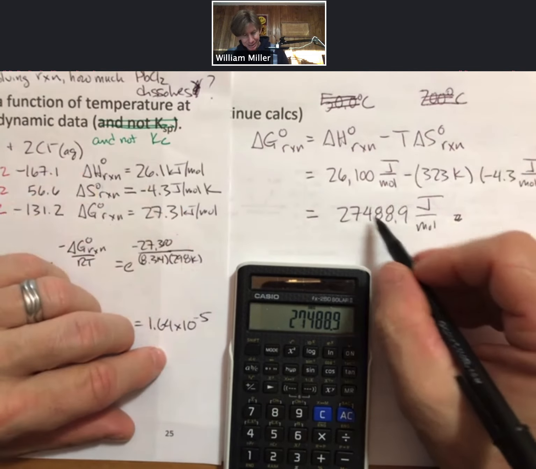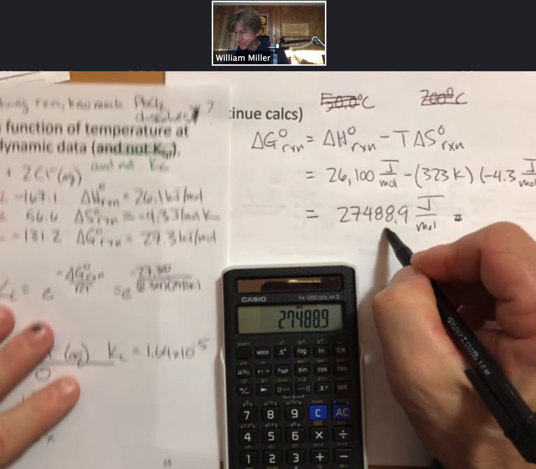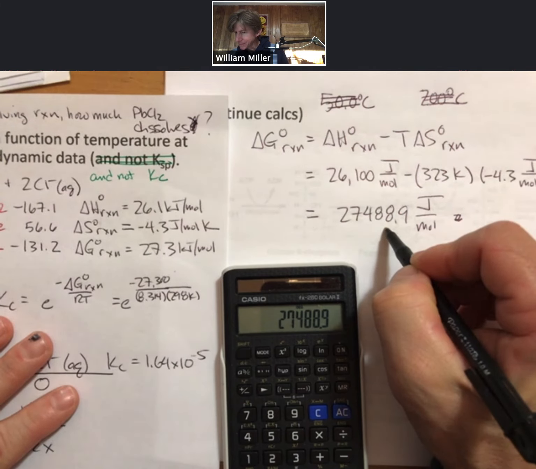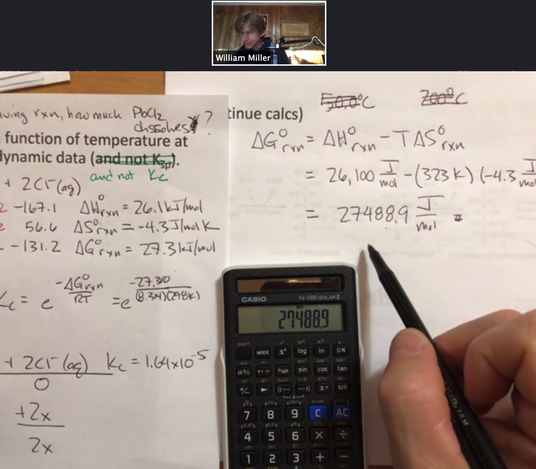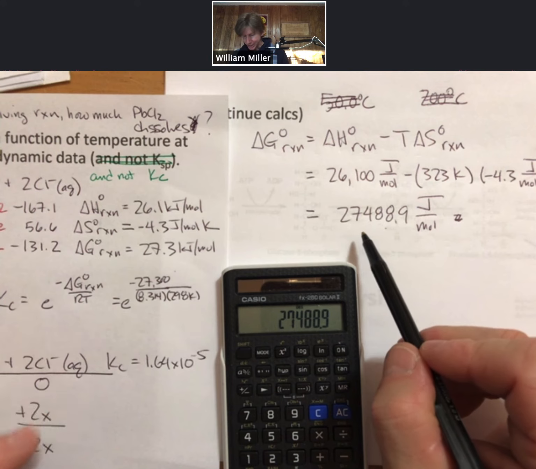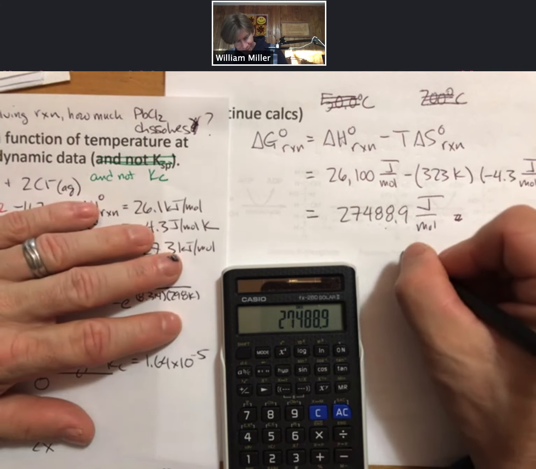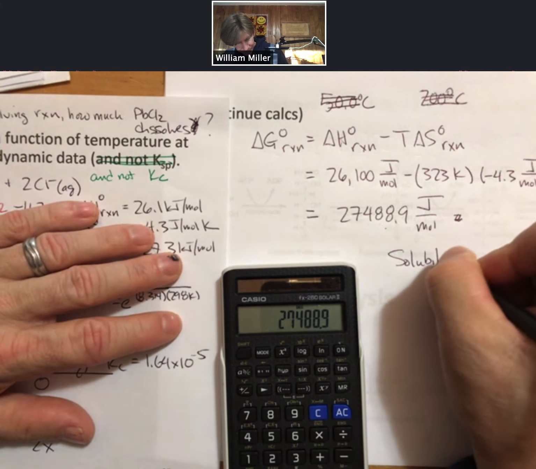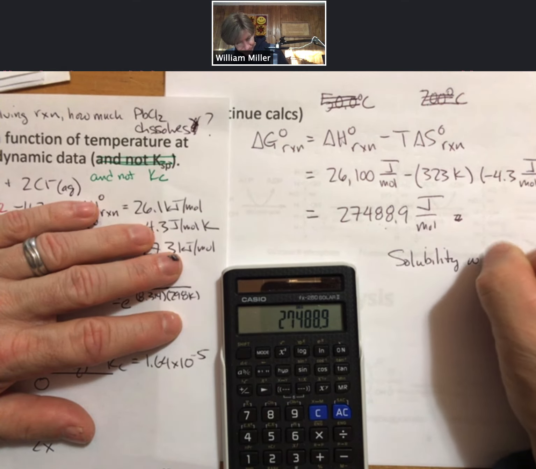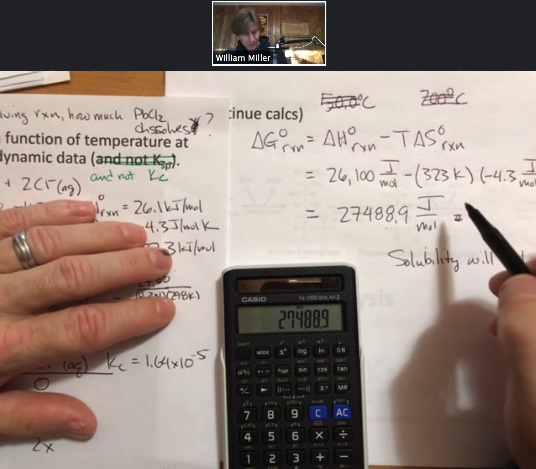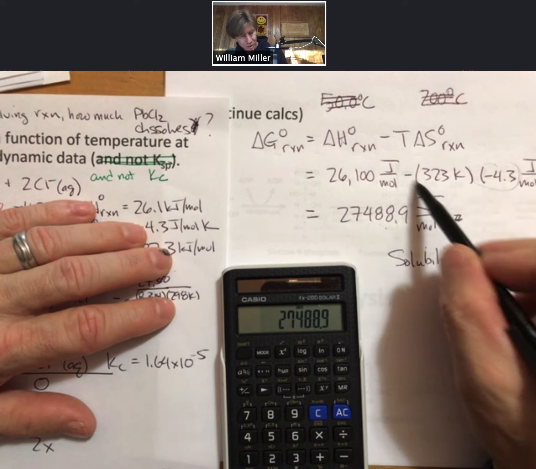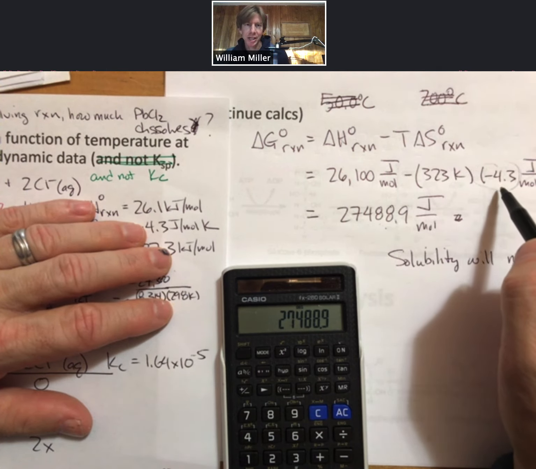We can see that the delta G is very close. Oh, yeah, that's right. And therefore, we can see that the solubility will not change much. For this reaction, because it's such a weak function of temperature, there is not much change in the entropy.